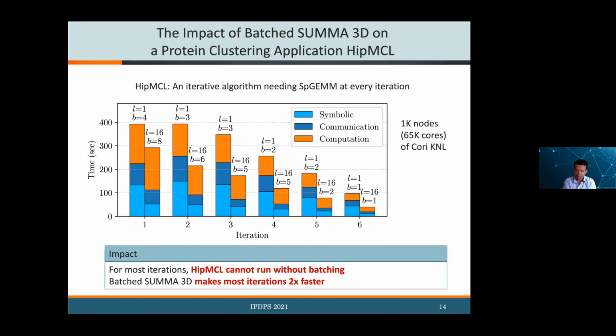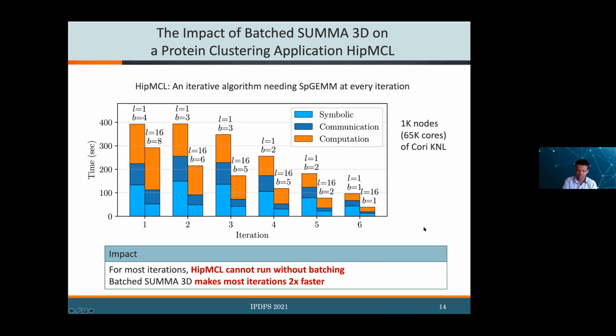And we have real impact on a real application. I started with this particular application called HipMCL, parallel Markov clustering. This bar here represents 4 batches and 1 layer, which means 2D matrix multiplication. The next bar represents a 3D algorithm with 16 layers, but you may need more batches because you are dealing with more unmerged data. That means you may need 8 batches. And this is an iterative algorithm, so I am showing 6 iterations.